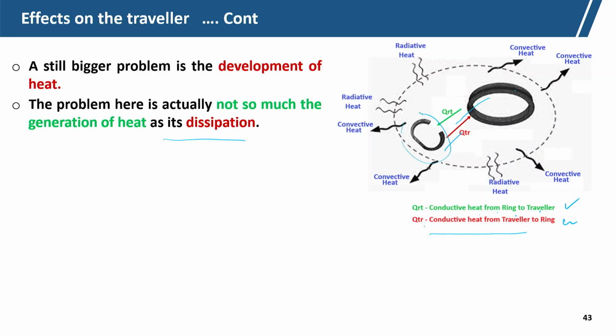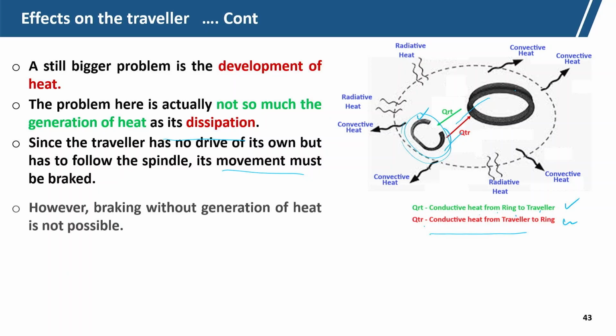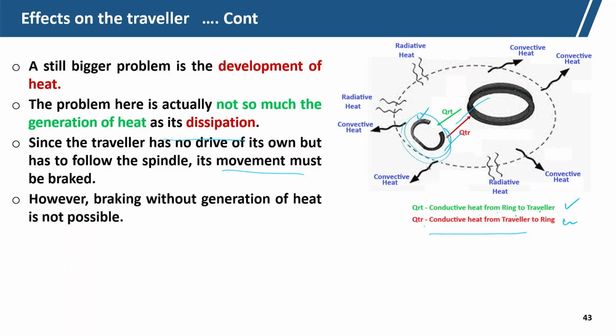It also, when the traveller temperature increases, in that case the radiative heat transmission will be high. Since the traveller has no drive of its own, but it has to follow the spindle, its movement must be braked, and that is done by the frictional contact. However, braking without generation of heat is not possible. So, that is the problem.